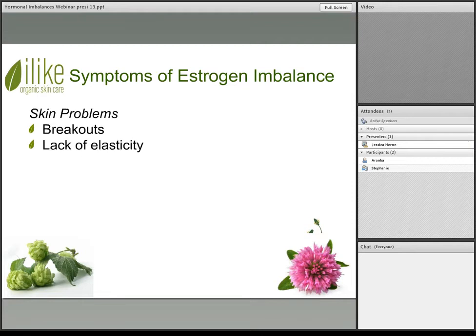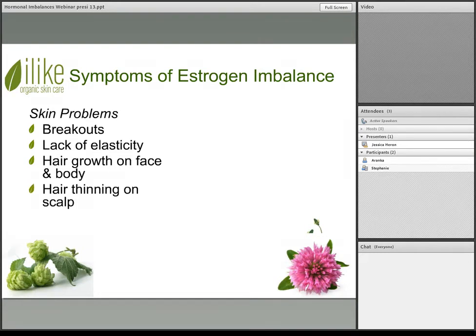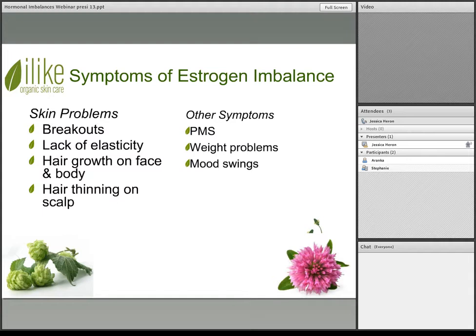Also lack of tone and elasticity, as we mentioned in the prior slide. Also hair growth on the face and body, some unwanted hair growth in unwanted areas, and hair thinning can happen on the scalp as well. Thinning and also loss of hair. Some other symptoms can be PMS, premenstrual syndrome, which affects our mood and can also affect different things in the body, like weight problems. Sometimes mood swings in our emotions, which can be positive and negative, and then also a diminished sex drive, so a lower libido.